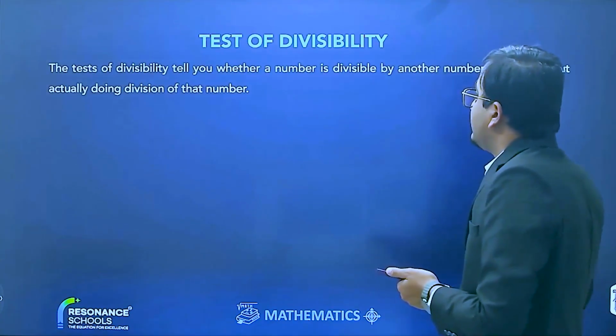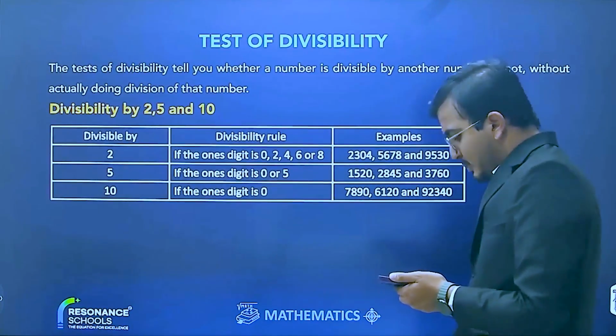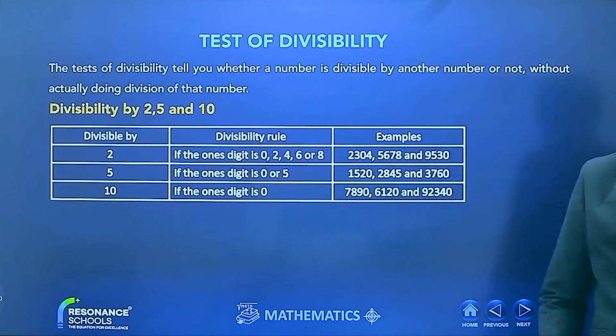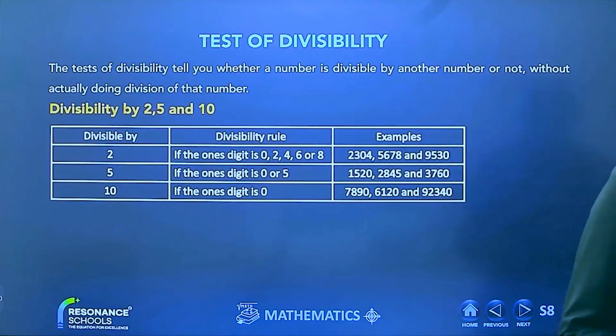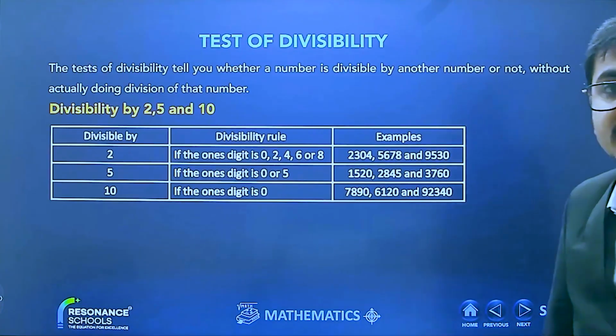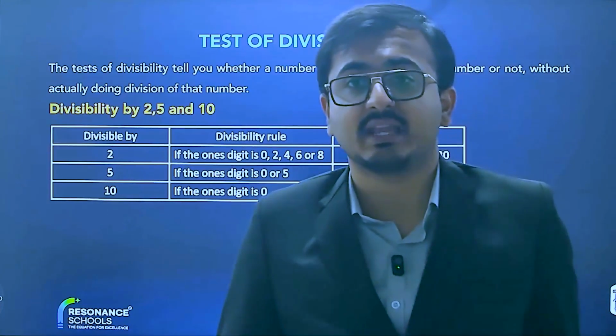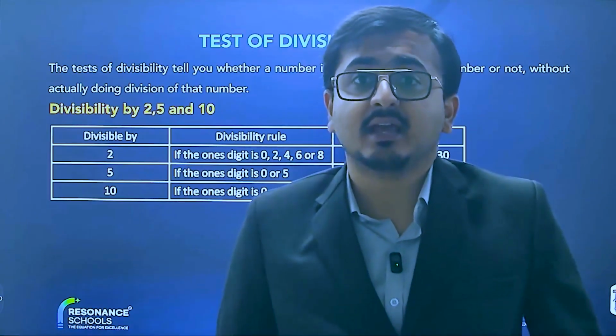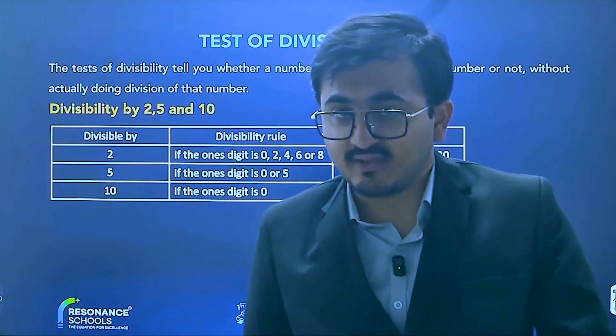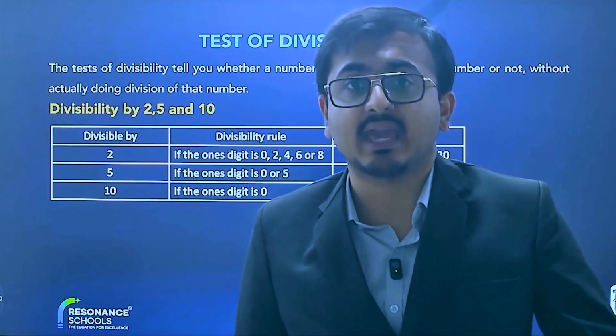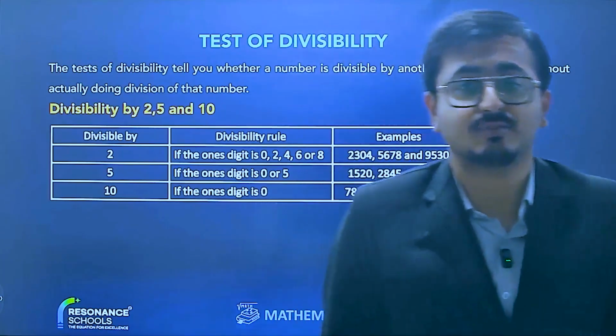Let's move to divisibility rules. First, the divisibility rules of 2, 5 and 10. Any doubts in 2, 5 and 10? For 2, the last digit must be an even number. For 5, the last digit must be 0 or 5. And for 10, the last digit has to be 0.